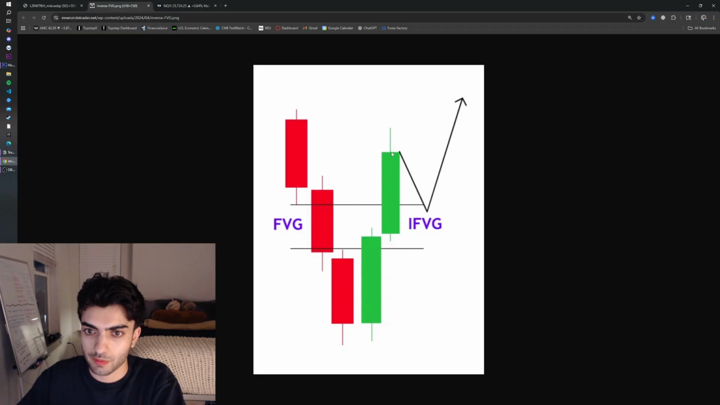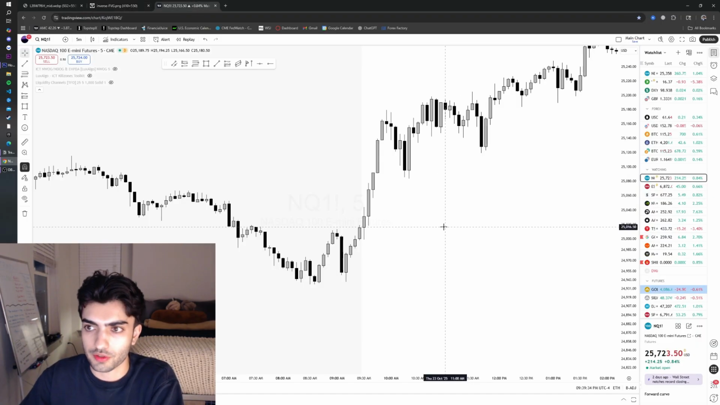So what you can expect to happen after that is now price comes down into this fair value gap, or the inverse fair value gap, fills orders, and then moves back up in its original direction. So this is one of the main confluences I use when trading, and let's just jump into some examples. I want to keep it rather simple when starting off, so I'm going to show you the 5-minute chart.